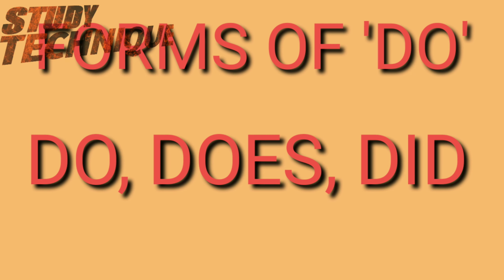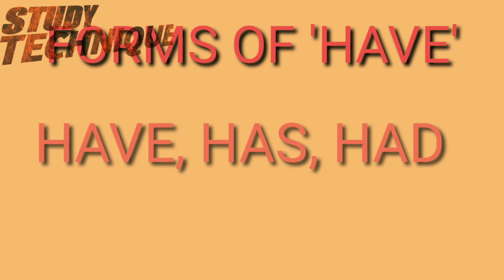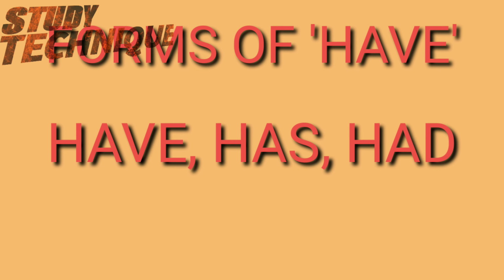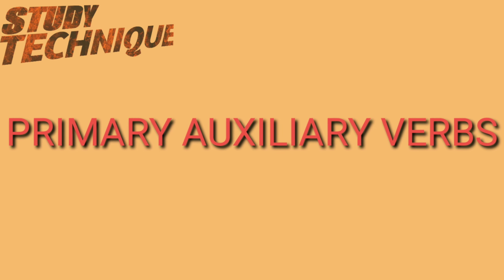Then forms of do: do, does, did. And forms of have: have, has, had. These auxiliary verbs are primary auxiliary verbs, and they can stand alone in a sentence. So let's see some more examples.